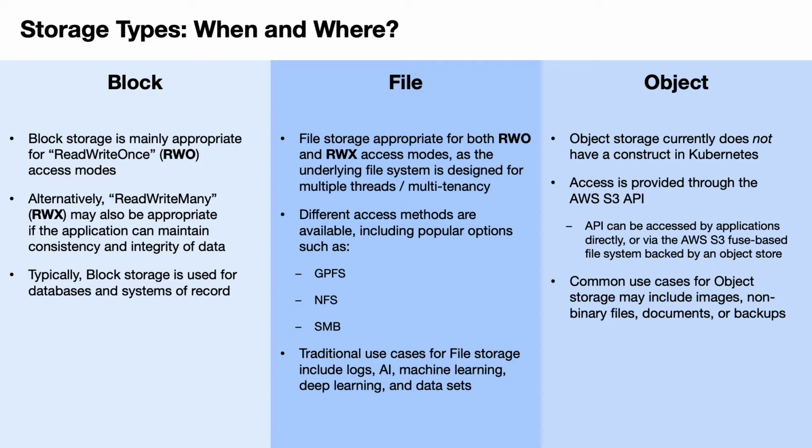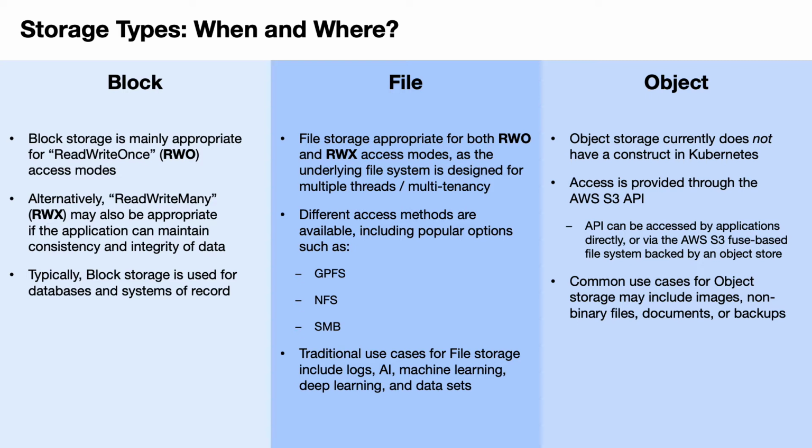The second class is known as file storage. These are more appropriate for read-write-once and read-write-many access modes, as the underlying file system has been designed specifically to accommodate multiple users in a multi-tenant fashion, as well as multiple threads for reading and writing simultaneously. Several common access methods include IBM General Parallel File System, or GPFS, Network File System, NFS, and Server Message Block, SMB. Popular ways to leverage file storage might include things like generalized datasets, machine learning, deep learning, artificial intelligence, logs, and more.